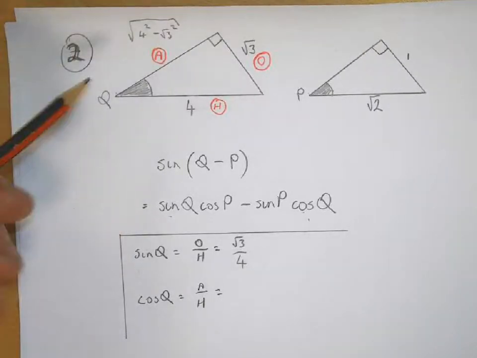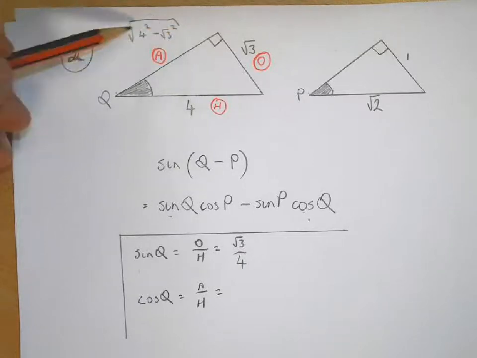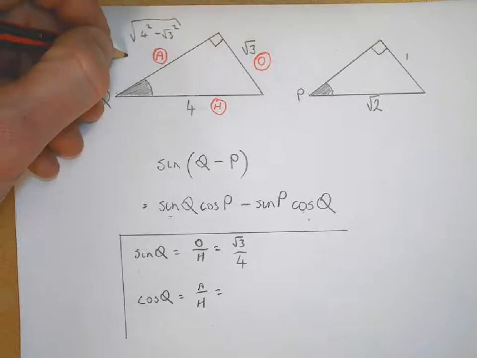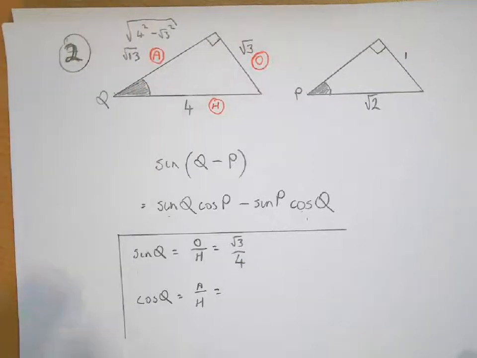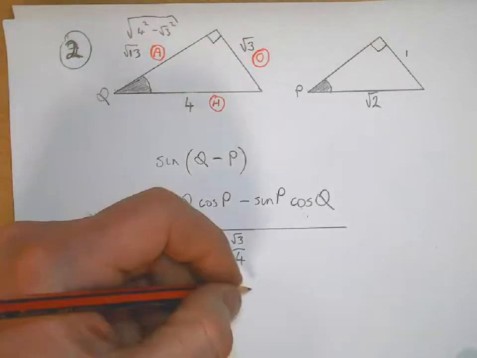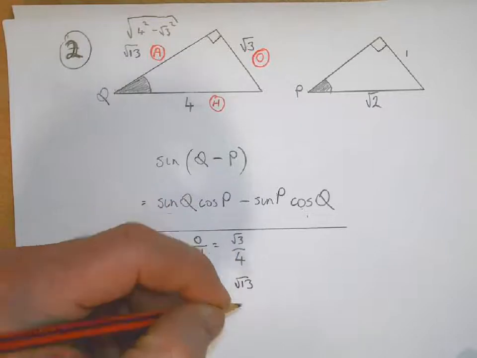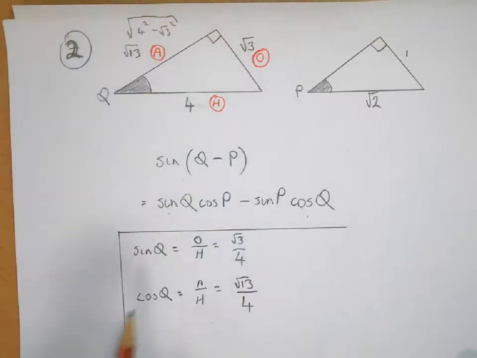So that's going to give us 16, take away root 3 squared, which is 3, so it's going to be 16 take away 3, which is going to give you the root of 13. So that adjacent side there is root 13. So we can write down here the adjacent is root 13 over 4, which is the hypotenuse. So there's the exact values for the sine of q and the cos of q.